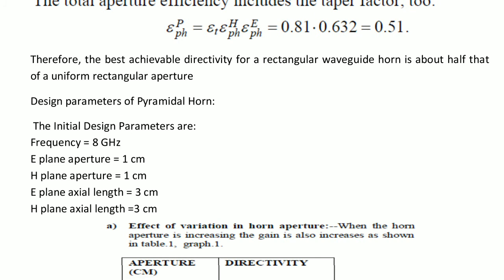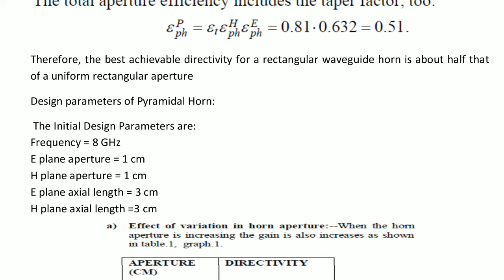So the initial design parameters will be the frequency 8 GHz, E plane aperture equal to 1 centimeter, H plane aperture equal to 1 centimeter, E plane axial length equal to 3 centimeter, and H plane axial length equal to 3 centimeter. So these are the basic design parameters to design any pyramidal horn. You should remember this.